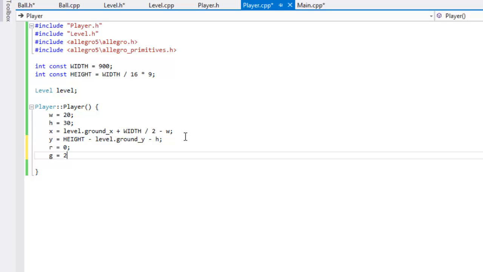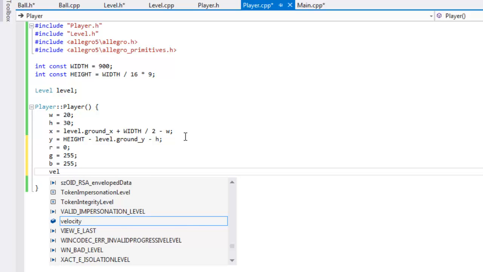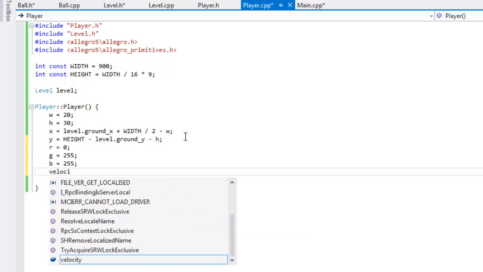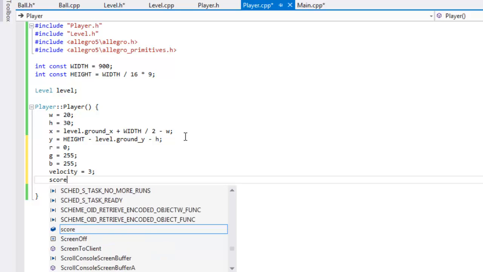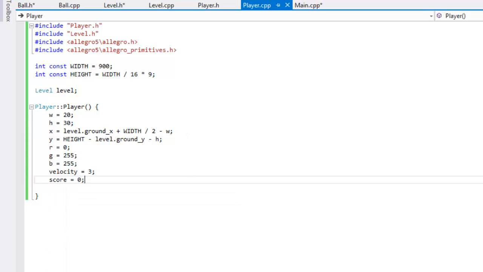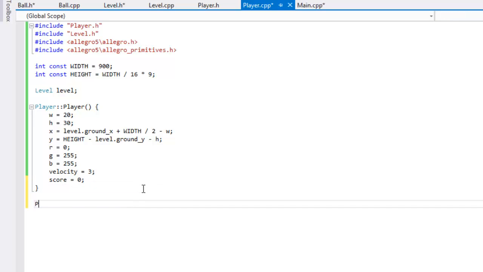And we're just going to set the colors, so equals 255. Doesn't matter. And velocity, I guess 3. Actually, I don't even know if we're going to use velocity, to be honest. We'll see. And score is going to be 0.